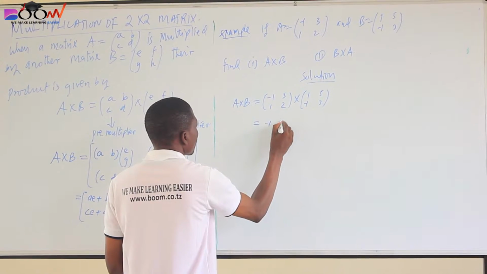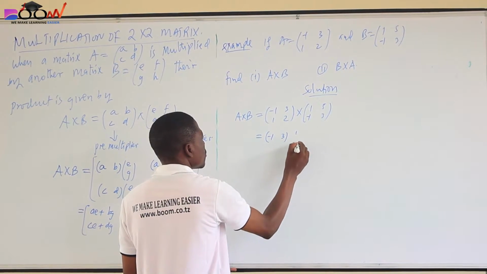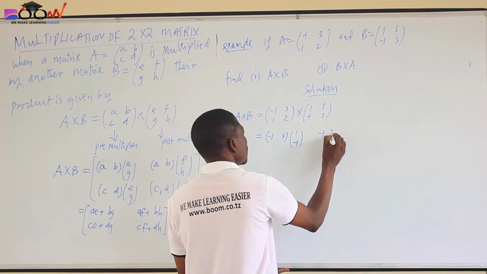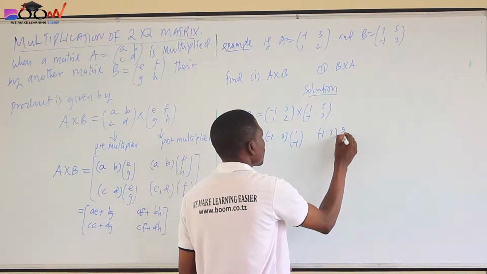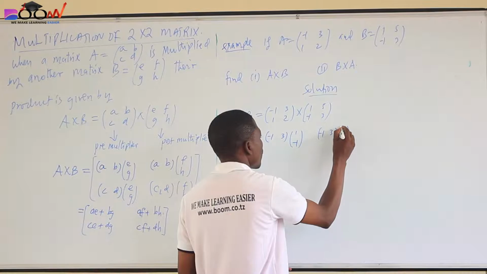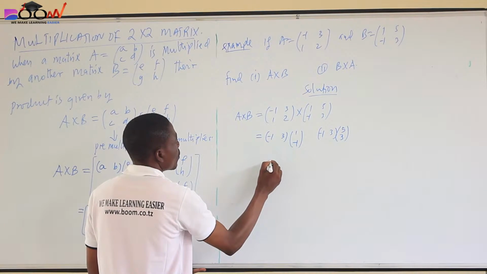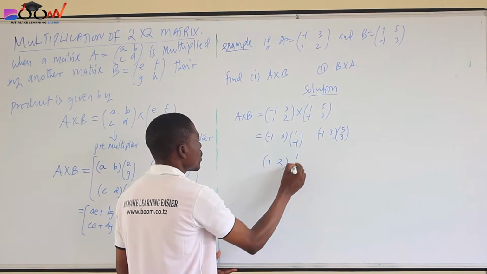1, 3. You multiply by the column which is 1, negative 1. Again, negative 1, 3. You now multiply with 5, 3. Again, you take the second row which is 1 and 2. You multiply by 1, negative 1.